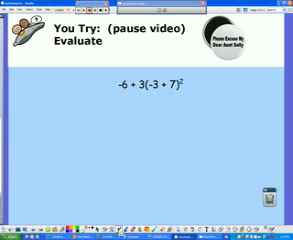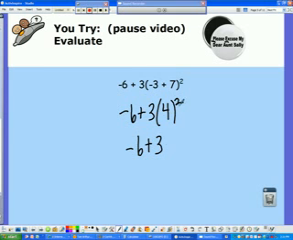When we do this, remember, P stands for parentheses. We have to do everything in parentheses first. So negative 3 plus 7 gives me 4 to the second power. E stands for exponents. So negative 6 plus 3 times 4 squared, and 4 squared gives us 16. Next step would be to take care of all of your multiply and divide. So when you take 3 times 16, it gives you 48. Everything else we're going to bring down. And then negative 6 plus 48 gives us 42.